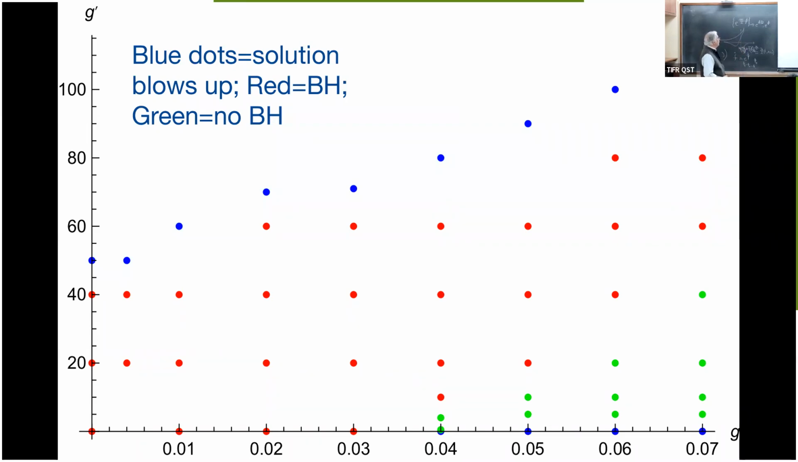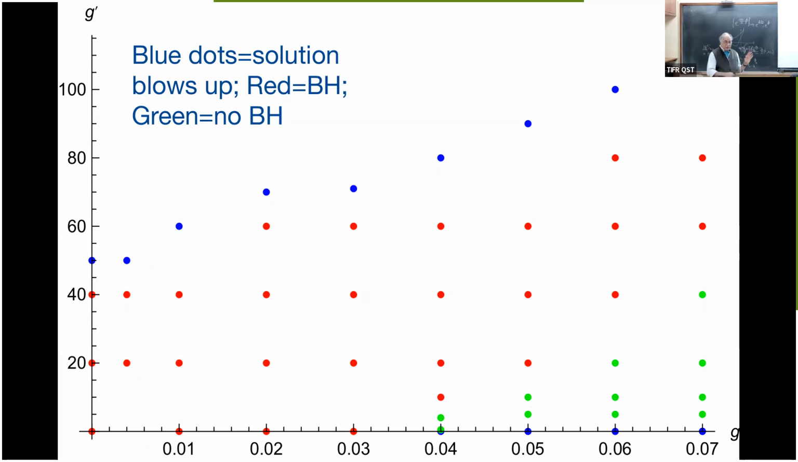The blue dots correspond to the values of G and G prime where the solution blows up in the way I showed you. The red dots, those values of G and G prime are such that the solution, the black hole does not evaporate completely. And the green dots are precisely the ones in which you have complete evaporation. Why? Don't know. This is the result.